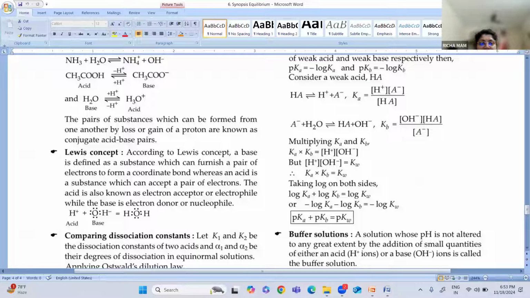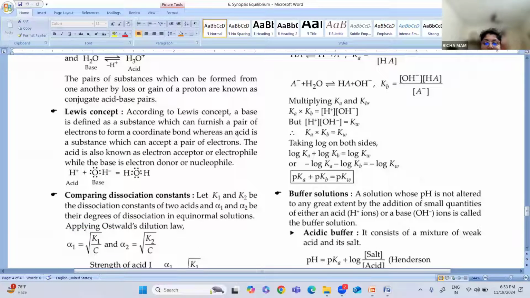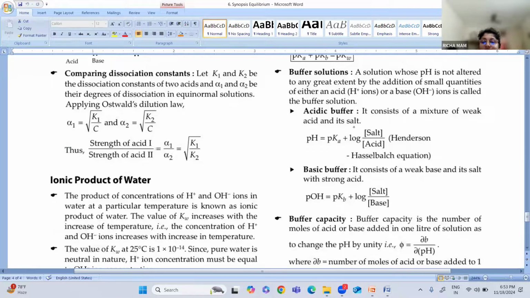Then the important thing is the buffer solution. What do you mean by a buffer solution? A buffer solution is a solution whose pH is not altered to any great extent by the addition of small quantities of either acid or base. There are two types of buffer: the acidic buffer and the basic buffer. An acidic buffer consists of a mixture of a weak acid and its salt, and a basic buffer consists of a weak base and its salt with a strong acid. So this is about your buffer.